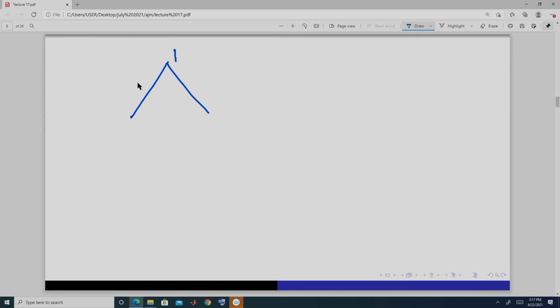Player 1, its action is L and R. Player 2, its action is L dash, R dash, L dash, R dash. So it is a complete information game. Okay? Complete information and also perfect.